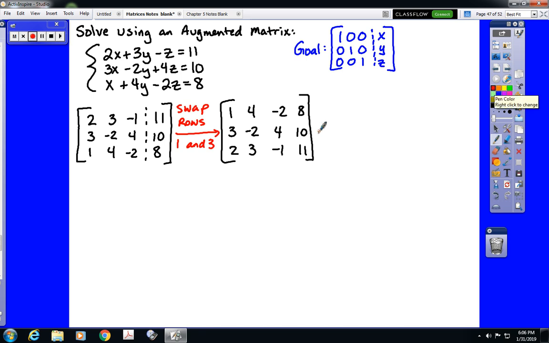Now I'm going to do both combo moves at one time. I'm going to do 2 at once, and the reason is to save space. If you're more comfortable showing it 1 at a time, go for it. Essentially, we're going to do row 1 times negative 3, and we're going to add that to row 2. So that would be negative 3, negative 12, positive 6, and negative 24. And then we would add those numbers to the second row.